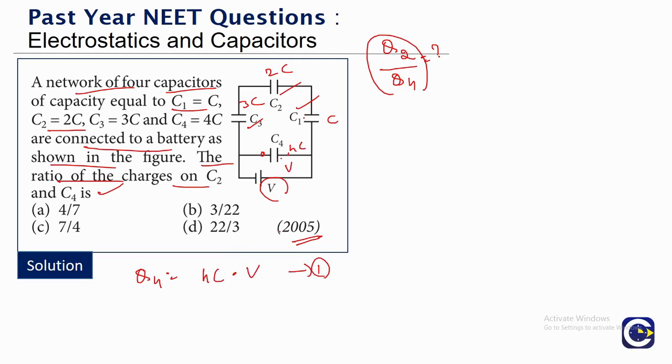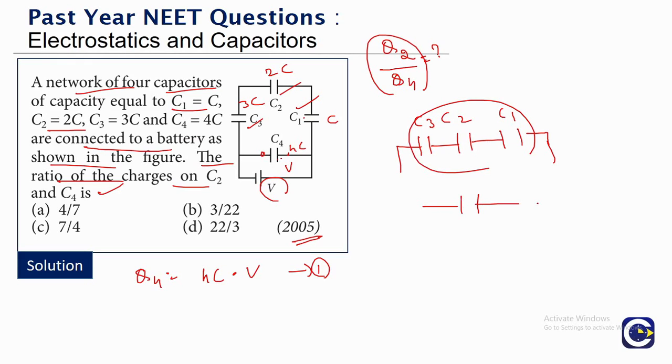Now how are we going to find the charge on the C2? If you look at the branch where C3, C2, C1 are present, we will try to find out what is the equivalent capacitance, because if you replace them with an equivalent capacitance, whatever the charge on the equivalent capacitance, C1, C2, C3, they are in series, means all of them will have the same charge, and the charge will be equal to charge on the equivalent capacitance.